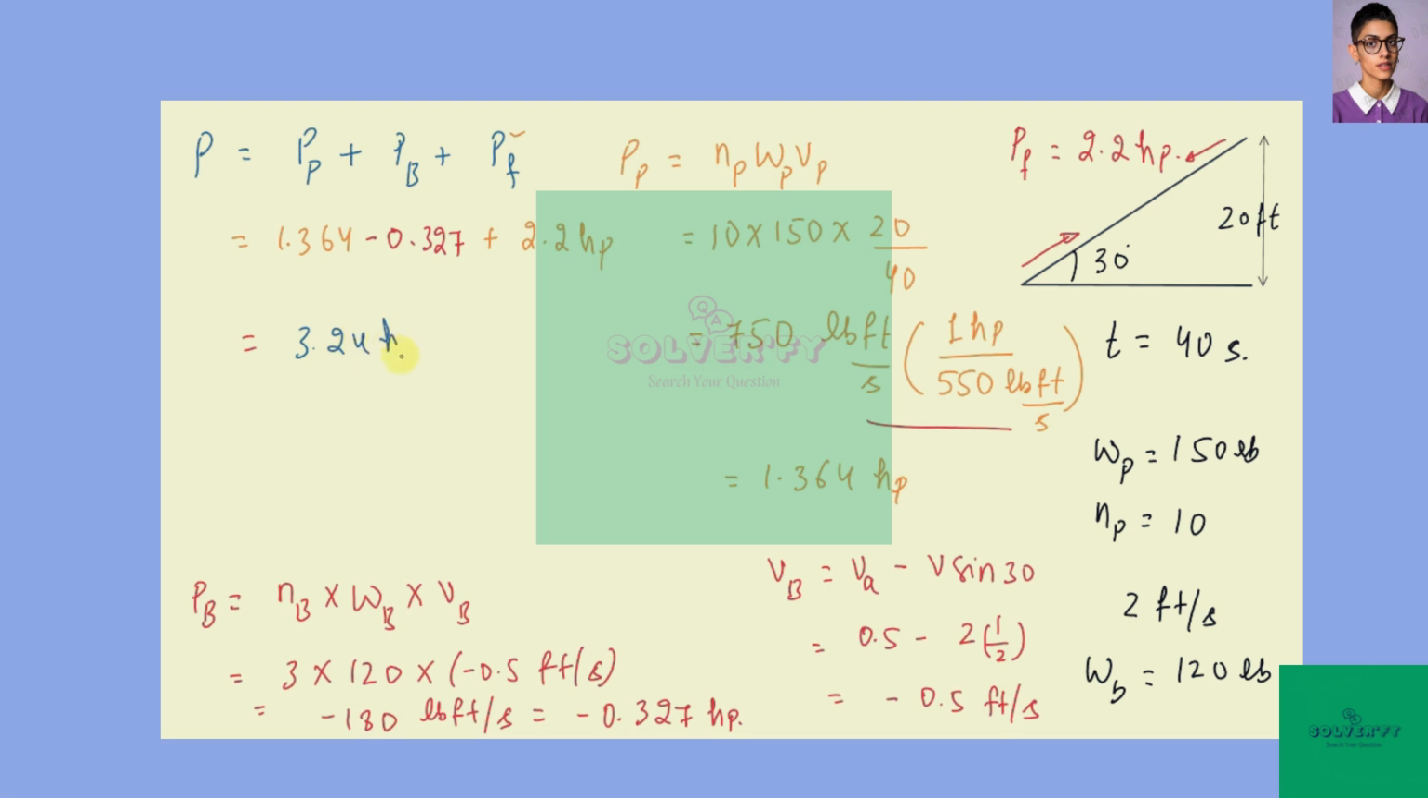So this is the power output of the driving motor to maintain the constant speed of the escalator. So this is the final answer. I hope you have understood the problem.